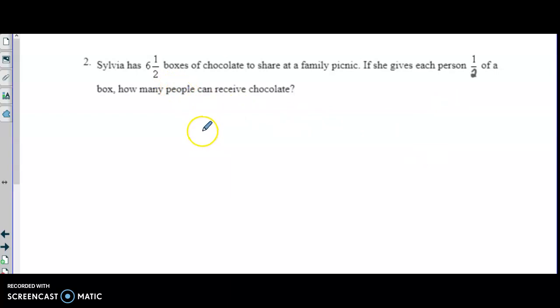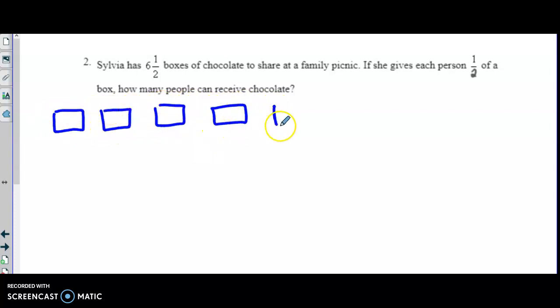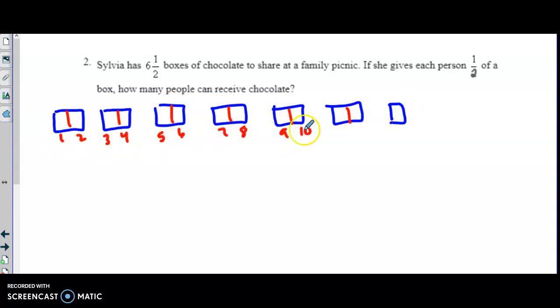One way is just to think through it. Some of you guys might just automatically be able to say, okay, if she has 6 and then a half of a box, 6.5, and she wants to give each person half a box, well, if we split each of these boxes in half, that one's already a half. That's 1, 2, 3, 4, 5, 6, 7, 8, 9, 10, 11, 12, 13. She would be able to give 13 people chocolates from the boxes. So some of y'all might be able to think of it like that.